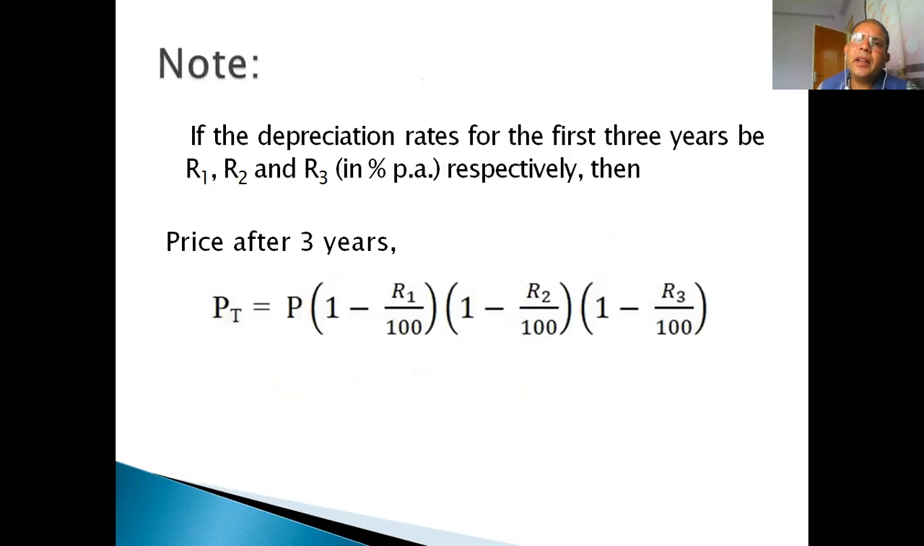Note, if there are different rates for successive years, you can use the next formula. PT is equal to P times (1 minus R1 by 100), (1 minus R2 by 100), (1 minus R3 by 100). It is exactly the same as your population growth or compound amount. In those terms, there were plus, plus, plus.